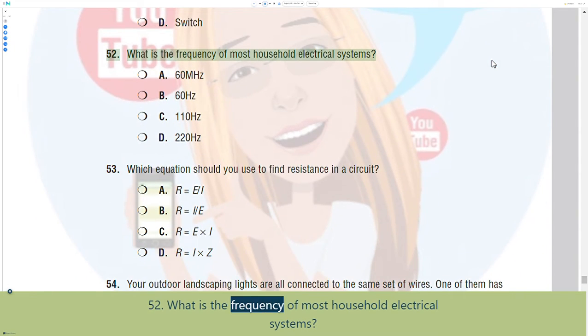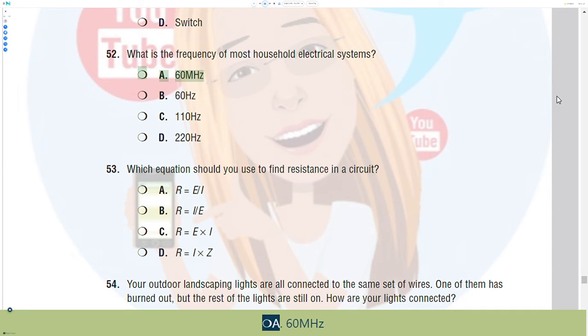52. What is the frequency of most household electrical systems? A. 60 MHz. B. 60 Hz. C. 110 Hz. D. 220 Hz.